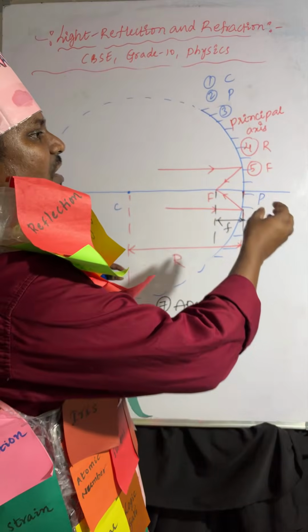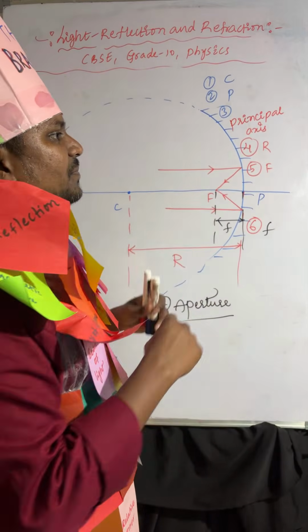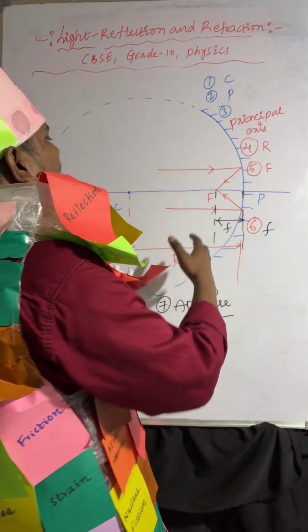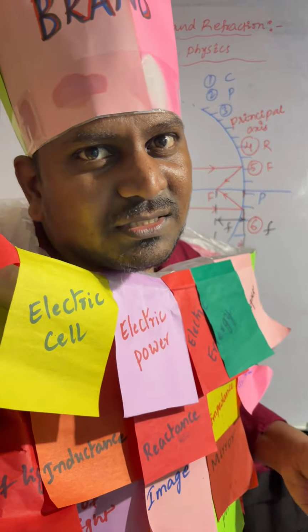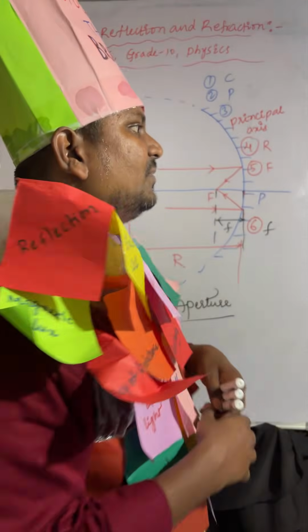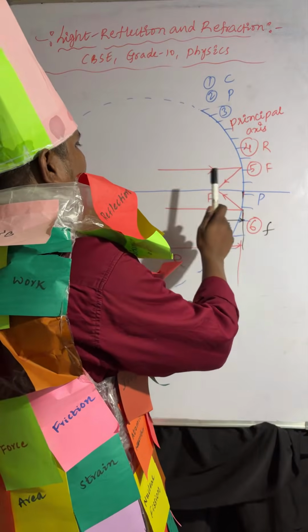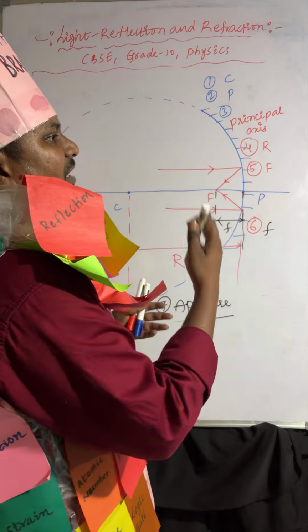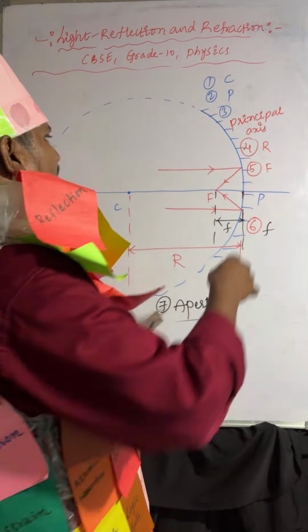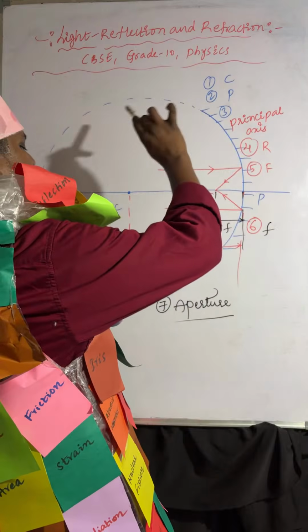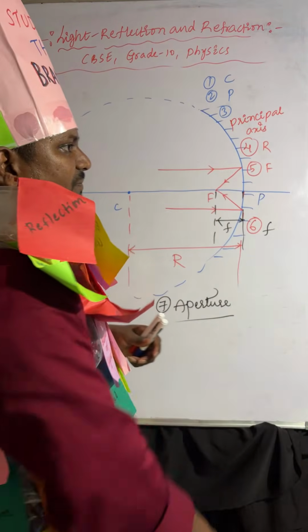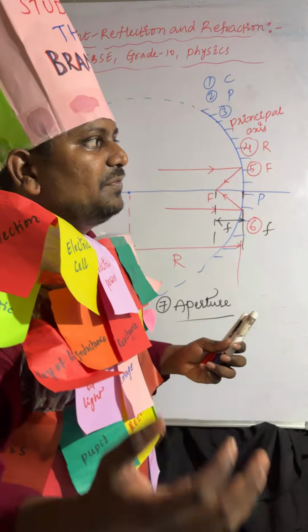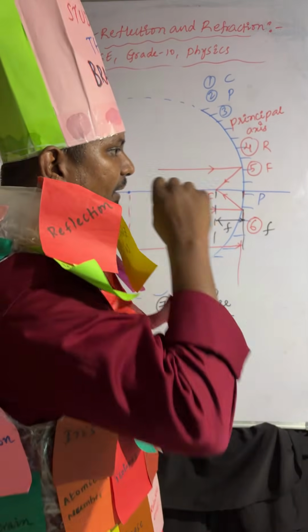After reflection, all light rays meet at one point on the principal axis. That is called the principal focus, or simply, focus. Then the distance between focus and pole is called focal length. And the width of the reflecting surface is called aperture. I hope it is very clear. Is it clear?